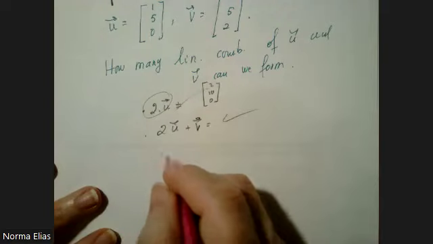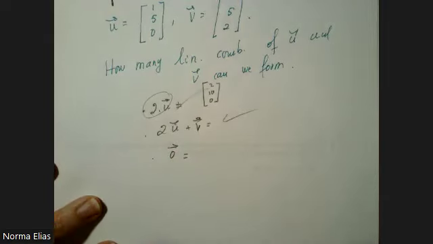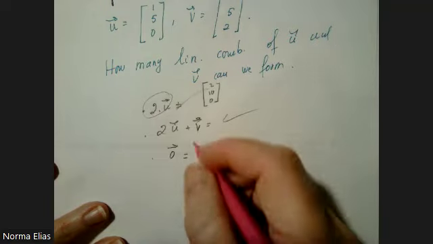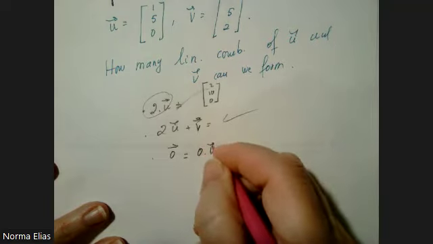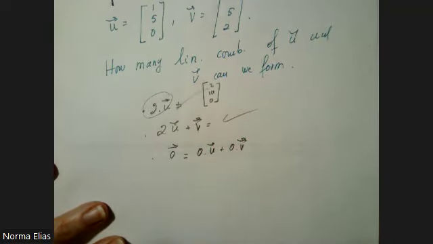I can even put the 0 vector. Is the 0 vector a combination of U and V? What do you think? Yes. How can you write the 0 vector as a linear combination of U and V? What are the weights? I want more answers. Haley and Jackson, I want everybody to answer. So it's 0U plus 0V. That's definitely another linear combination.